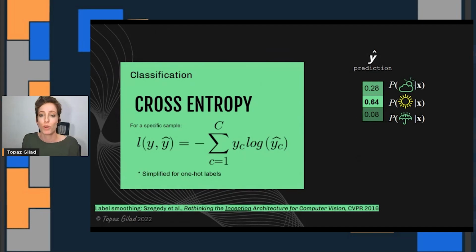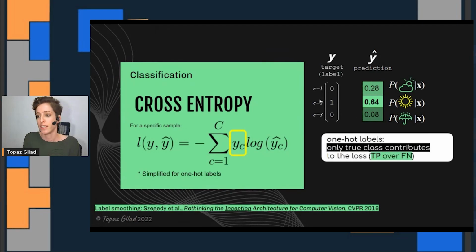When we use one-hot labels, where only the entry of the true class is set to 1 and the rest are zeros, we can see that the contribution of a specific sample to the cross entropy loss only takes into account the true class, because all other entries are 0. So we'll only have a penalty for the 64 compared to 100% right here. It doesn't care that we predicted 28% cloudy, 8% rainy, only that this 64 is still far from 100. So basically what it does is balance the true positives over false negatives of this true class. And that's it.